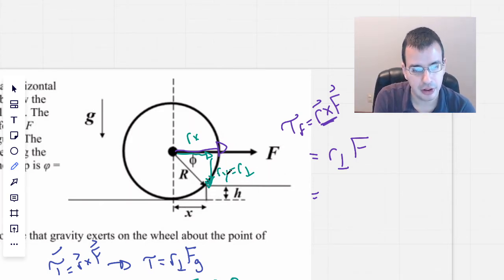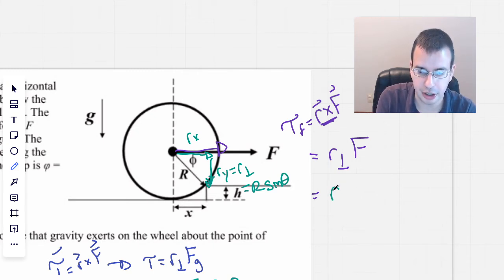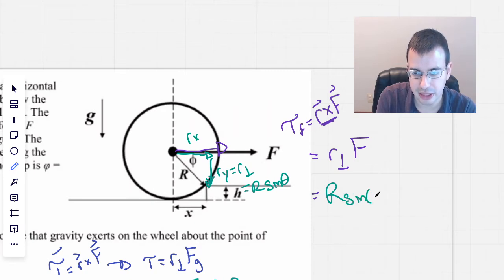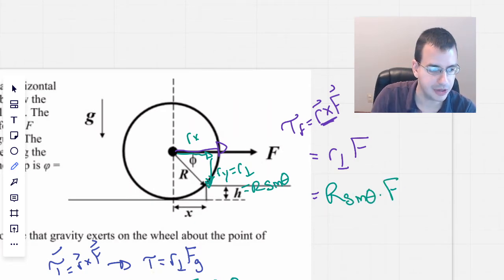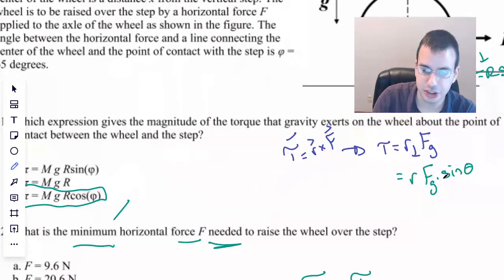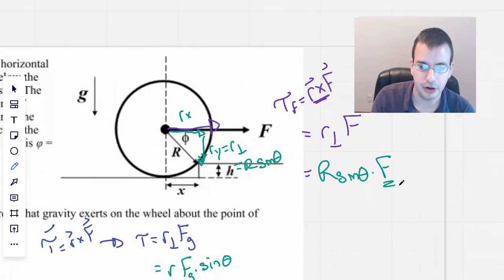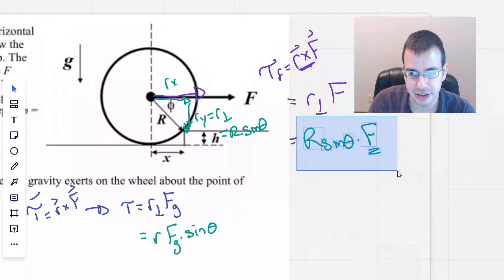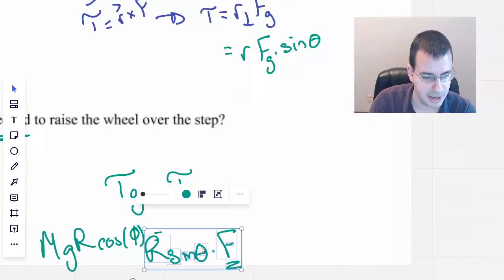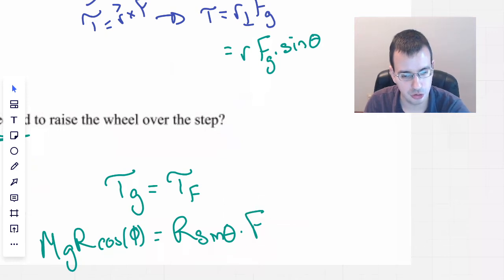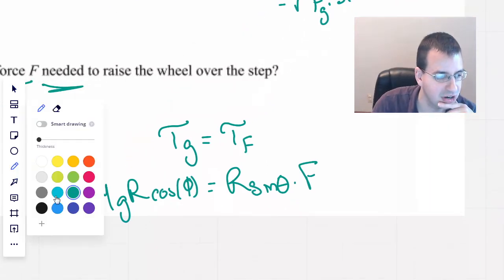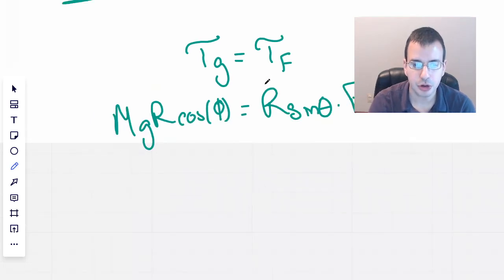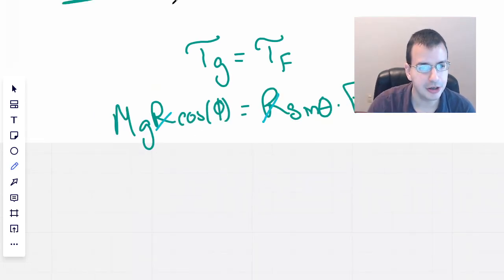So we have this, which we can then, using SOHCAHTOA, write as R sine theta. So we have big R sine theta times force F. This is asking what's the minimum force? What's the minimum horizontal force? F. So this is what we're looking for. And so we can write this down here, or I can be more efficient and copy paste. Copy, paste, adjust, remove the extra underline. The r's cancel, which is convenient because we don't know what it is.